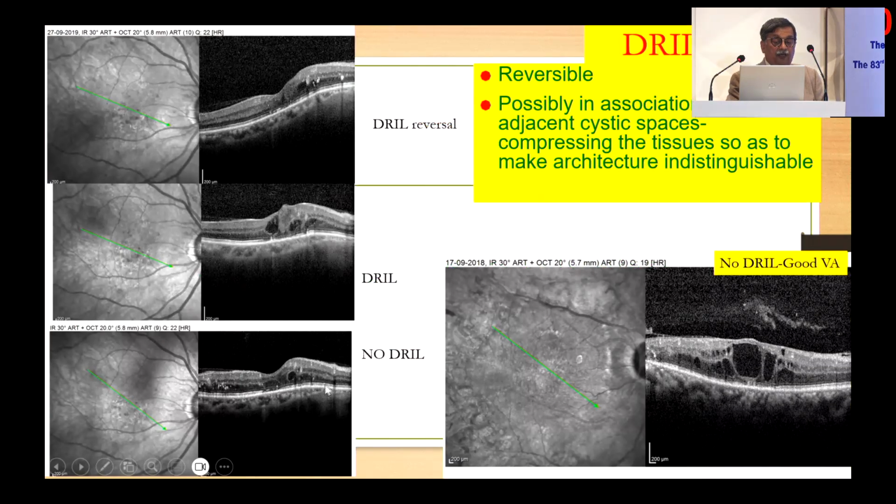If more than 50% of this gets involved, the visual prognosis is worse, and this is a good prognostic marker. But see over here, this was a patient with no drill. He developed edema, and it looks as if he's developed drill. Edema went off, the drill reversed. What did it mean? Basically, what is happening is edema caused, those cysts caused a crowding of the retinal structures, made it look as if it was amorphous. The crowding went away and it came back. So you talk about drill only when there are no cystic spaces. If there are cystic spaces, it's not drill. Then you have to first wait for that to resolve.